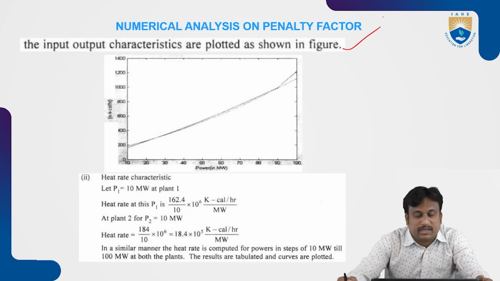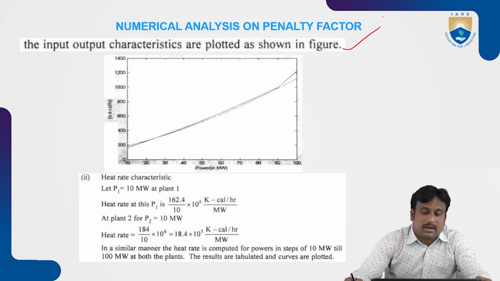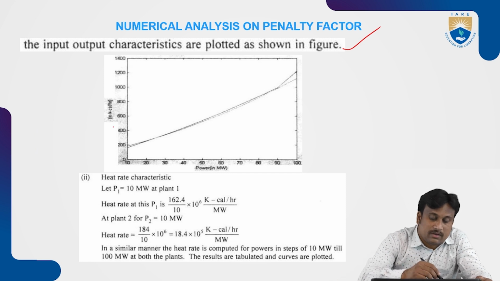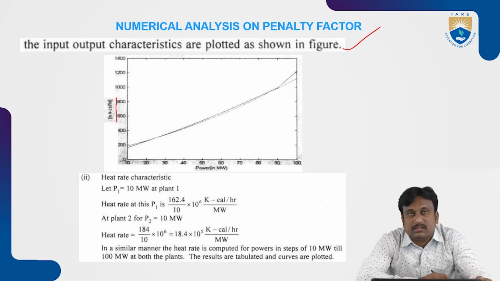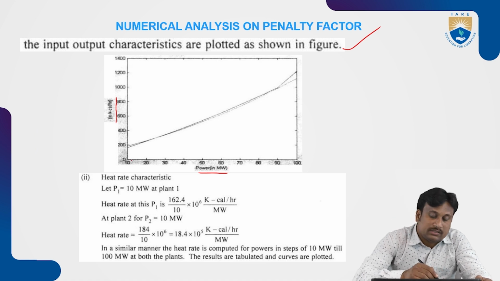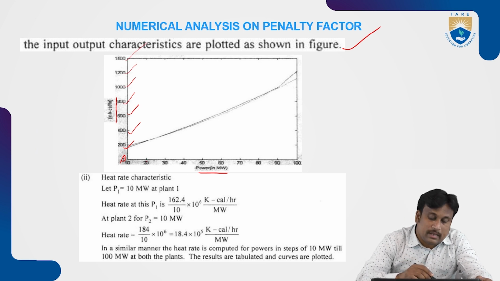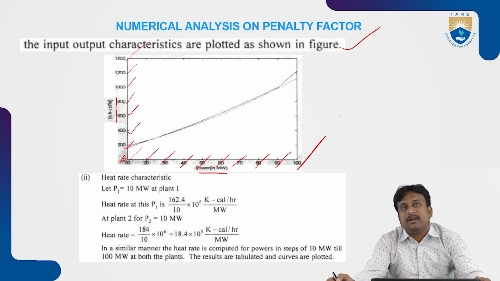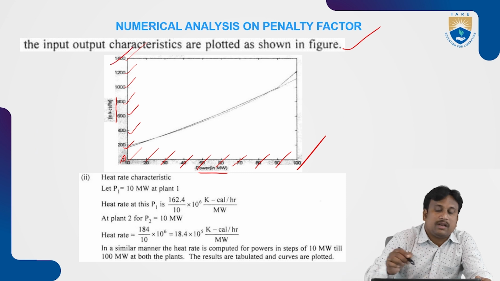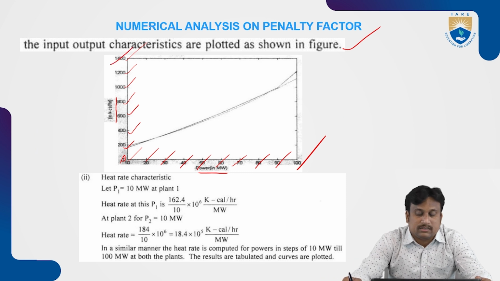Now consider the input output characteristics which are plotted here. On one axis it is in kilocalories per hour, on the other side it is the power in megawatts. It starts with 0, 200, 400, 600, 800, 1000, 1200, 1400, and on the other axis 10, 20, 30, 40, 50, 60, 70, 80, 90, 100. Till 100 it will be drawn, and till 1400 we considered the input output characteristics.